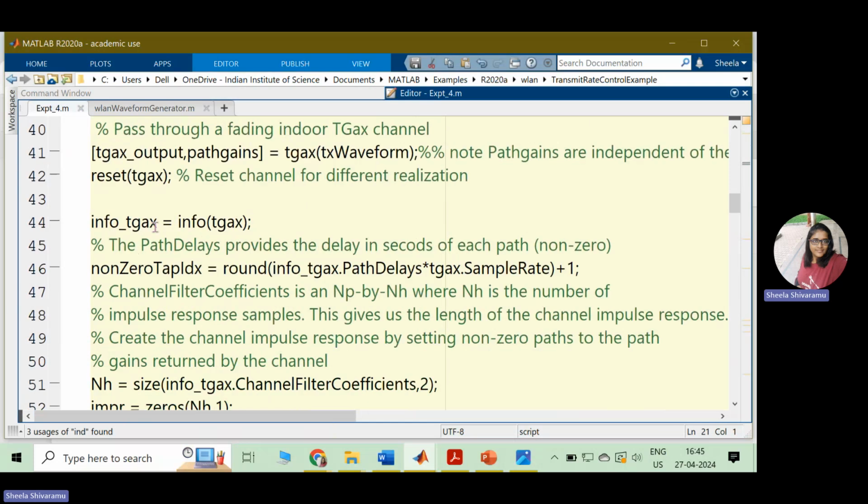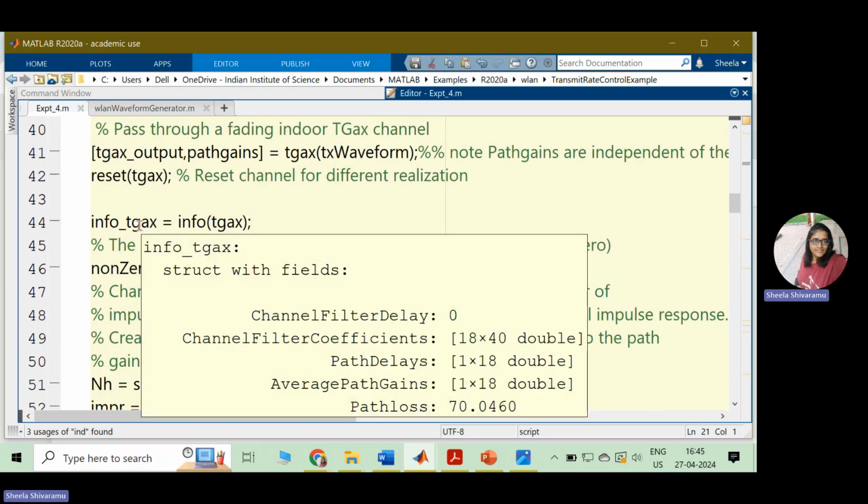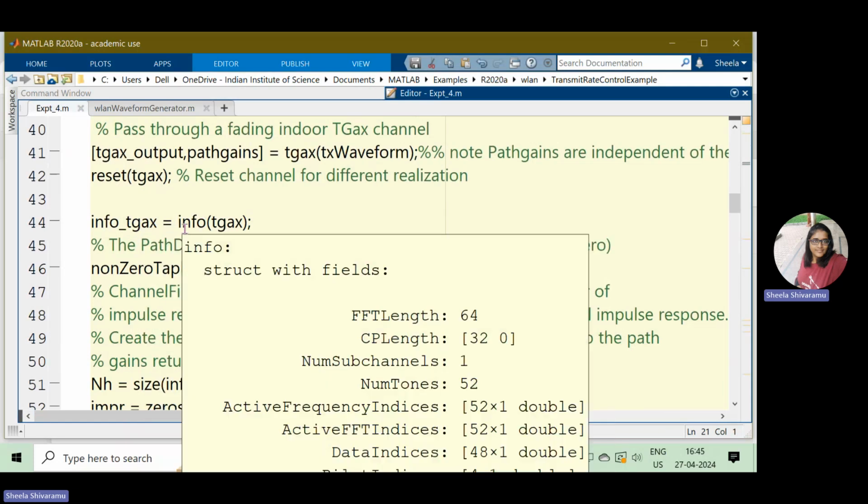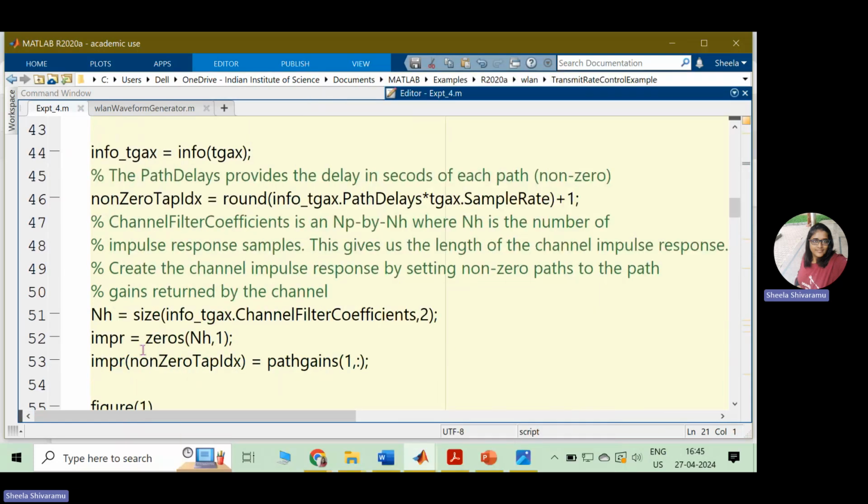Then the info function gives the information about the channel, like the size of the channel filter coefficients, the path delays, and the path loss, because I had enabled the large scale fading effect. So you get to see these parameters from this info function. This is kind of repetitive; we have seen it in channel experiment 1. If you are interested, please revisit experiment 1.